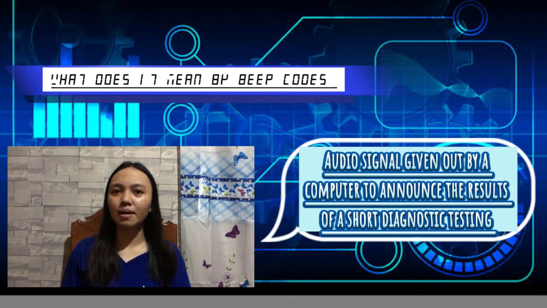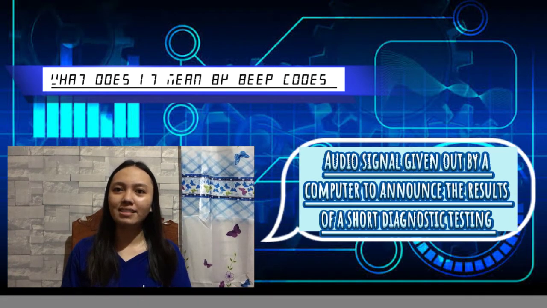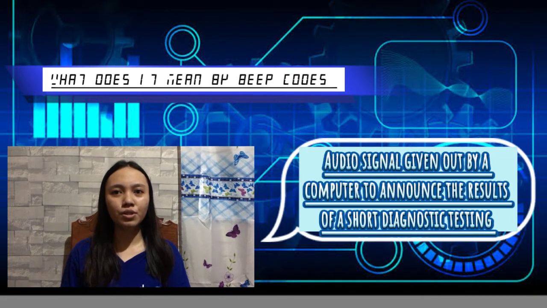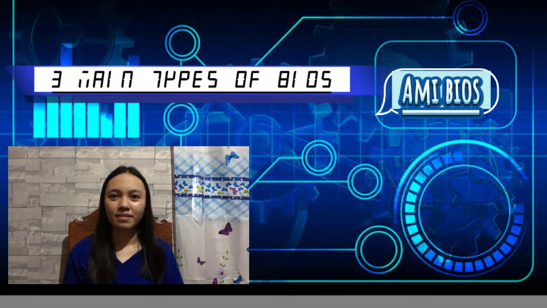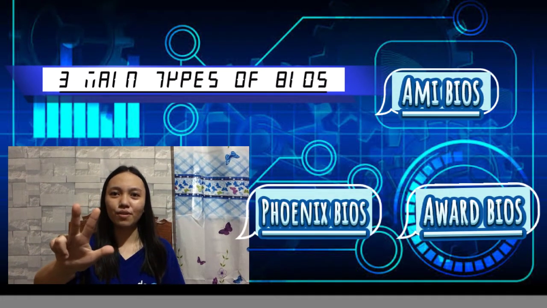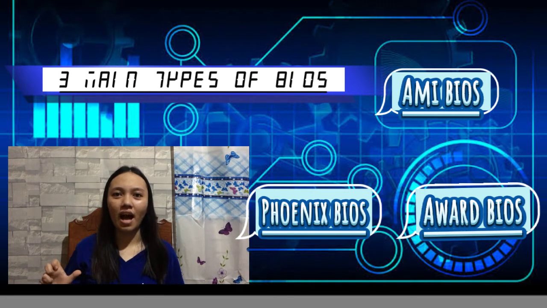The BIOS is the basic and essential portion of the motherboard firmware and is in charge of checking and booting the hardware attached to the device, thereby passing the computer control to the operating system. There are three main types of BIOS. First, AMI BIOS. Second, AWARD BIOS. And third, the Phoenix BIOS.